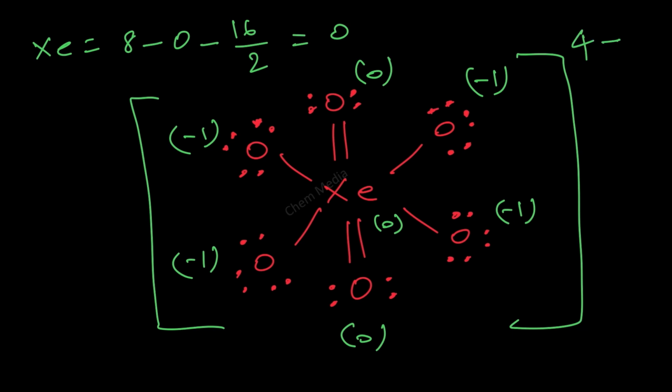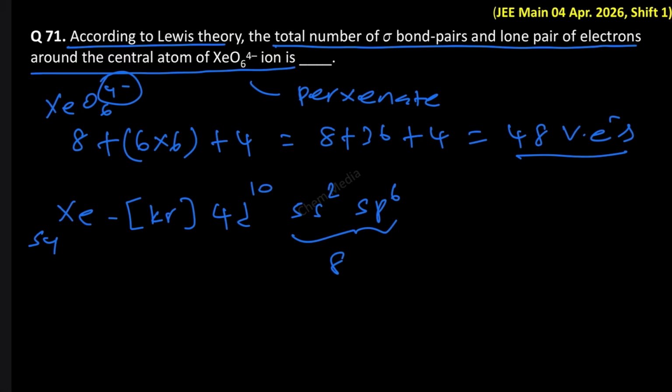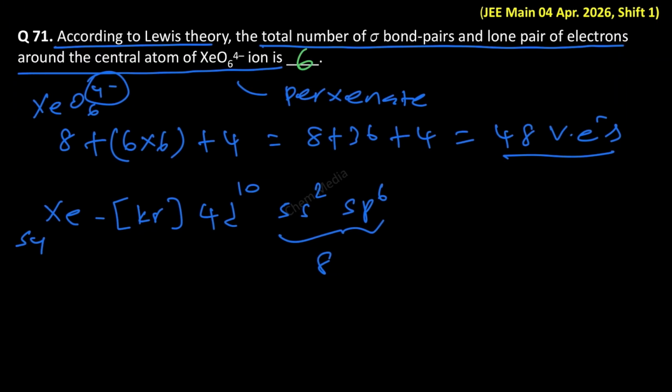So, how many sigma bonds we have? 6, isn't it? We have 6 sigma bonds plus 2 pi bonds, no lone pairs. Therefore, the correct answer here is 6, because they are asking the total number of sigma bond pairs. We don't have any lone pair. Therefore, 6 is the correct answer for this question.